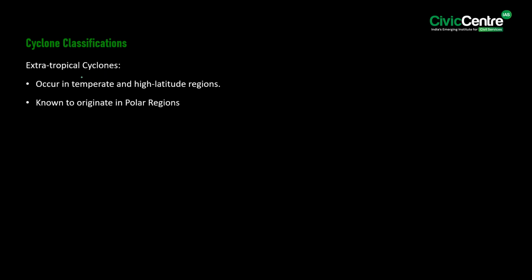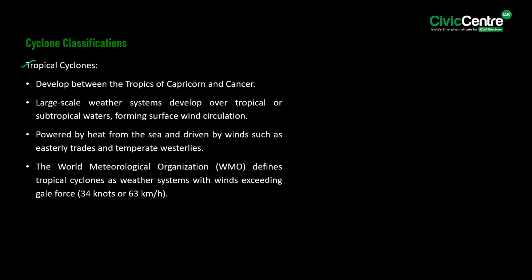Talking about the cyclone classifications, firstly the extratropical cyclones, which occur in the temperate and high latitude regions and are known to originate in the polar regions. Then the tropical cyclones, which develop between the Tropics of Cancer and Capricorn.